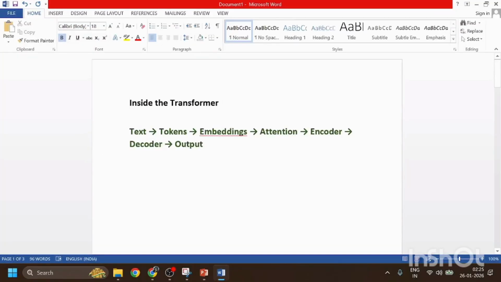Now we are going to talk about what we have inside the transformer. This is the basic flow. First, I take one text as input, then we convert the text into tokens, and after that we do embedding. After embedding we do positional embedding. After this comes attention, connected with the encoder, decoder and output. This is the entire transformer pipeline: text goes in and output comes out. Everything in between is just mathematical processing.